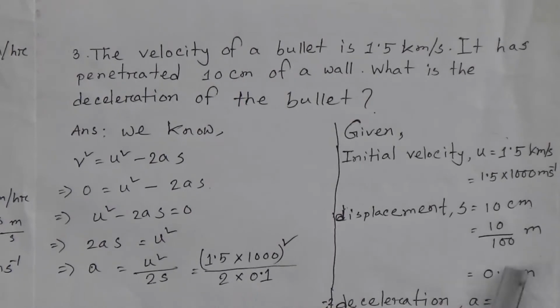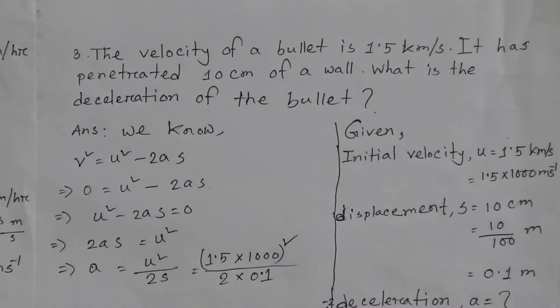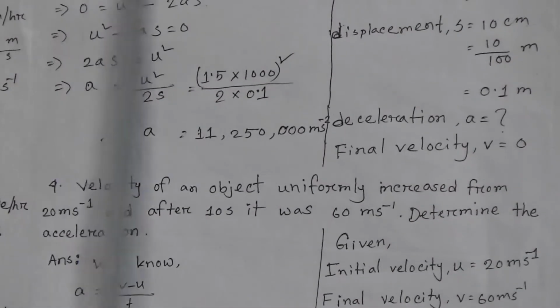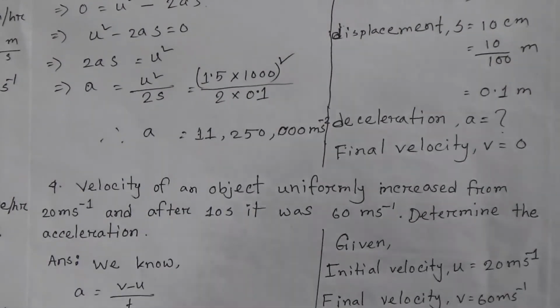And we have to find the deceleration. The final velocity we know: it has penetrated 10 centimeter of the wall, that means the final velocity v is 0. Now we will solve this problem.